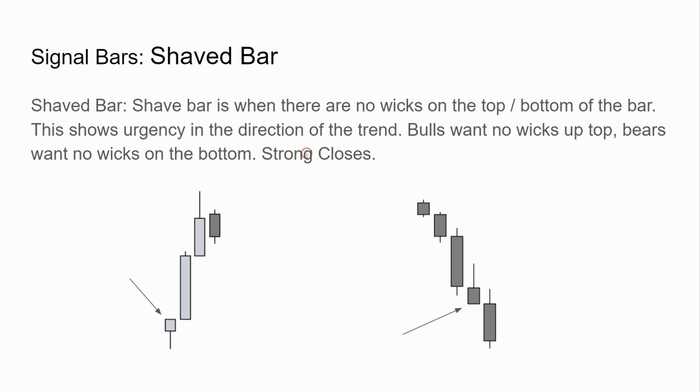Signal bars. Shaved bar. A shaved bar is when there are no wicks at the top and bottom of the bar. This shows us urgency in the direction of the trend. Bulls want no wicks up top, bears want no wicks on the bottom, with strong closes.